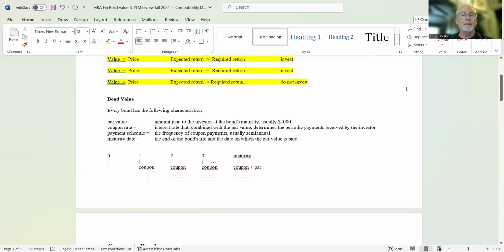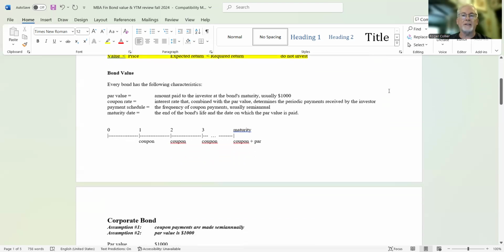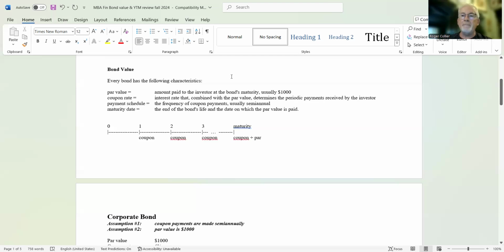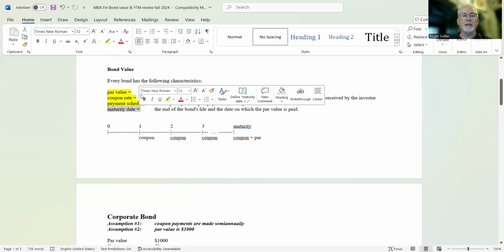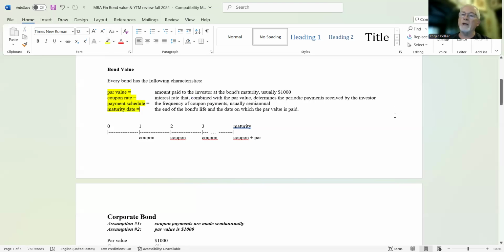Okay, now we know how to do present value. I will give you the required return. All that's left is to figure out what are the expected future cash flows. And as we've talked about, every bond has these four characteristics: par value, coupon rate, payment schedule, and maturity date. And once you know those four characteristics, you know what to expect as far as cash flows.